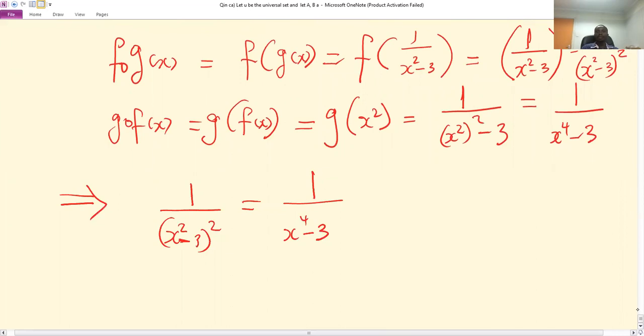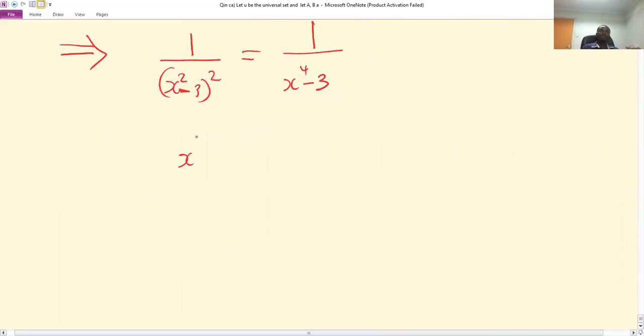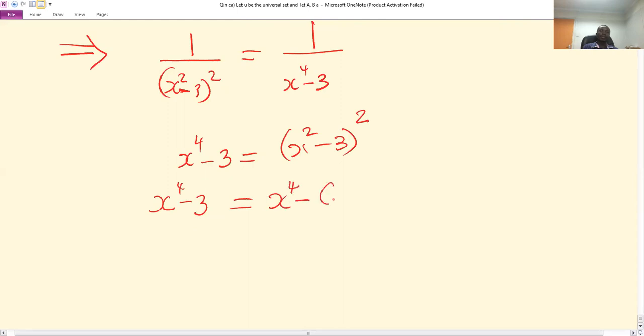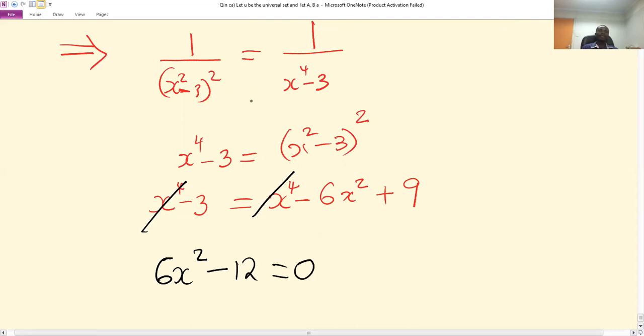As usual, we cross multiply. So we'll have x power 4 minus 3 equals x squared minus 3 squared. So x power 4 minus 3 equals x power 4 minus 6x squared plus 9. Just opening the brackets here. And you see, in this case, x power 4 cancels out. So 6x squared minus 12 equals 0. I've taken everything to the left.